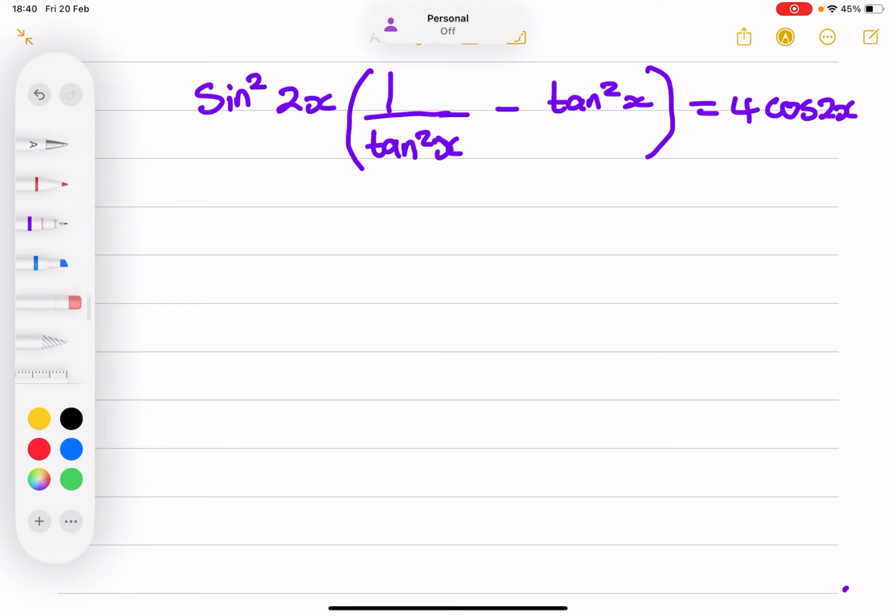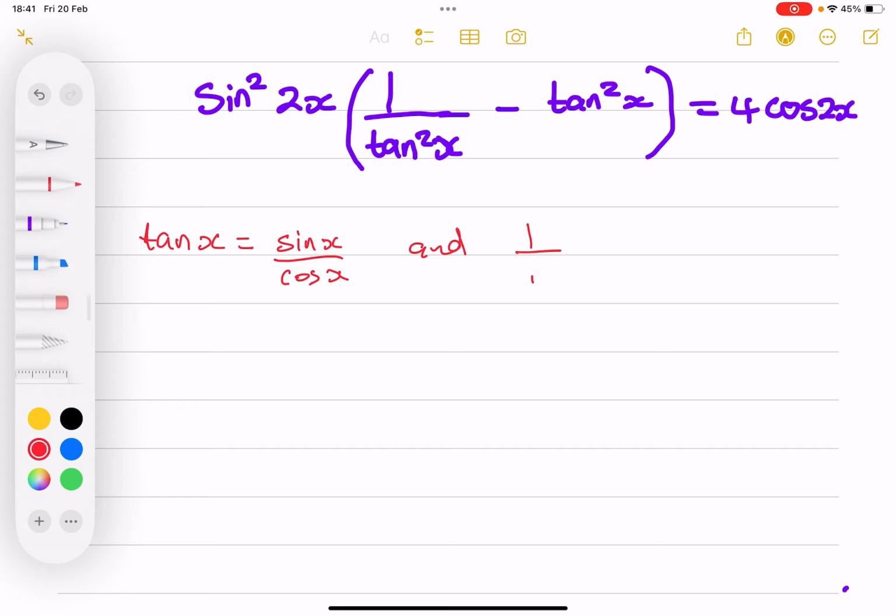In this video, we are asked to prove that the left-hand side is equal to the right-hand side. The first step is to rewrite the tangent terms in terms of sine and cosine. And we know that tan of x is equal to sine x over cos x. And we also know that 1 over tan x is going to be cos x over sine x.